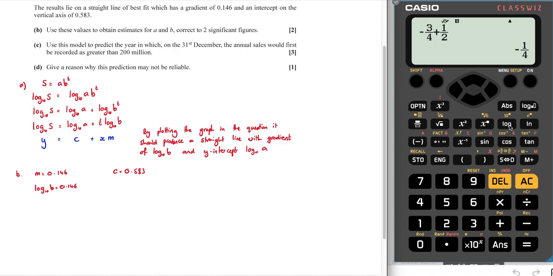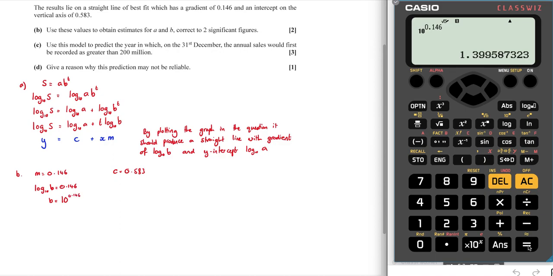If you have the log button on your calculator, you can anti-log that by doing shift log, and you'll get 10 to the power of. You could just do 10 to the power of. And all I'm going to do is put 0.146 in there. So B is 10 to the power of 0.146. And what was the accuracy? Two significant figures. So B is 1.4.